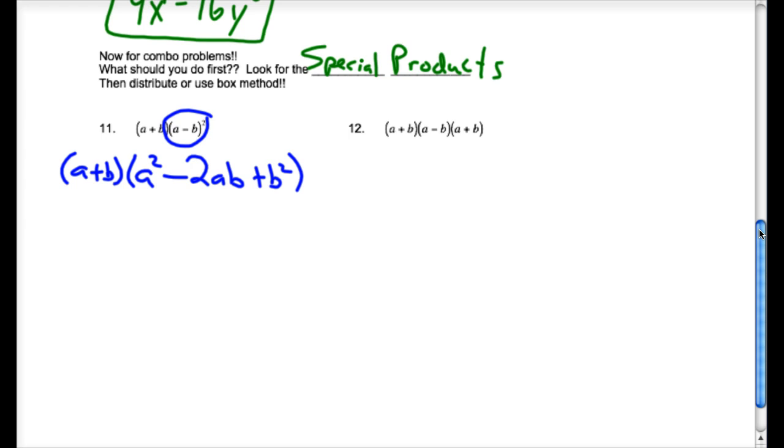Natalie, what's that thing called that you just made? Perfect square trinomial. Now, how do we multiply a binomial times a trinomial? Either box it or distribute it, your choice. I'm going to box it. A squared minus 2ab plus b squared times a plus b.